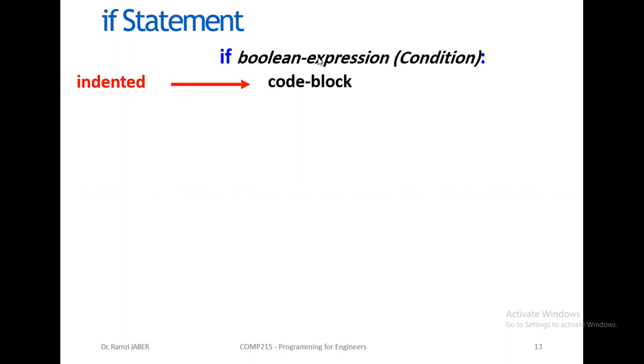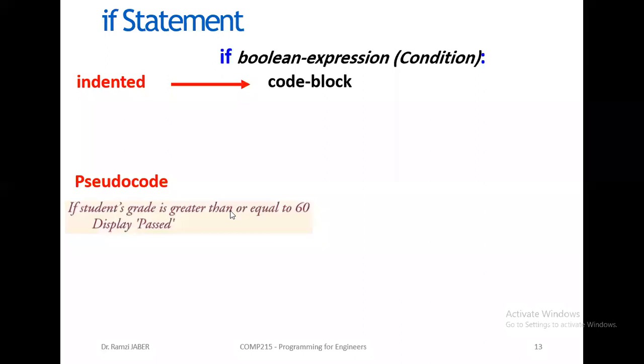Type tab on your keyboard. So if, Boolean expression or condition, colon, enter, tab, write your body here, the statements of the body of if. It can be one statement, two statements, or three statements. No braces. We don't have braces in Python. Don't use braces. Just enter tab, enter tab, enter tab. Okay? Example here, pseudocode.